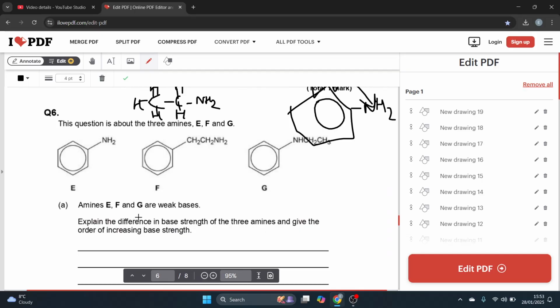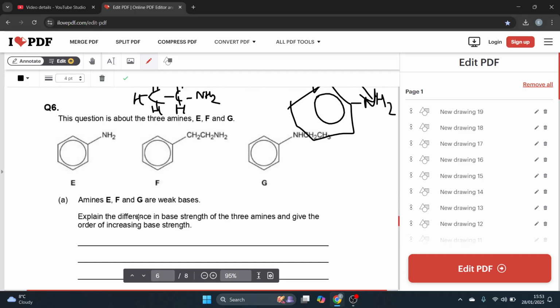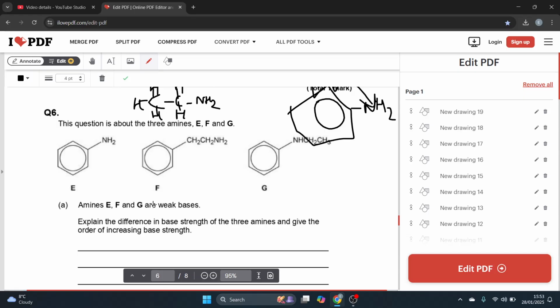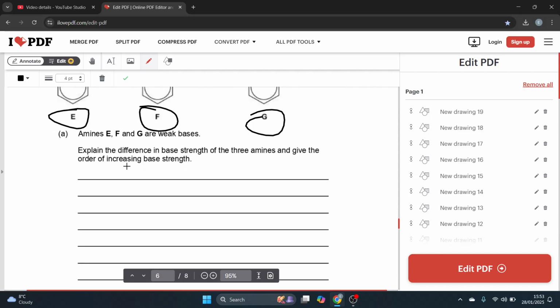This question is about three amines, E, F, and G. E, F, and G are weak bases. Explain the difference in base strength of the three amines and give the order of increasing base strength. Now, the thing about this question is all of these E, F, and G have the benzene ring, so I can't really use that as a unique point to talk about. So I'm going to have to think a bit deeper here.